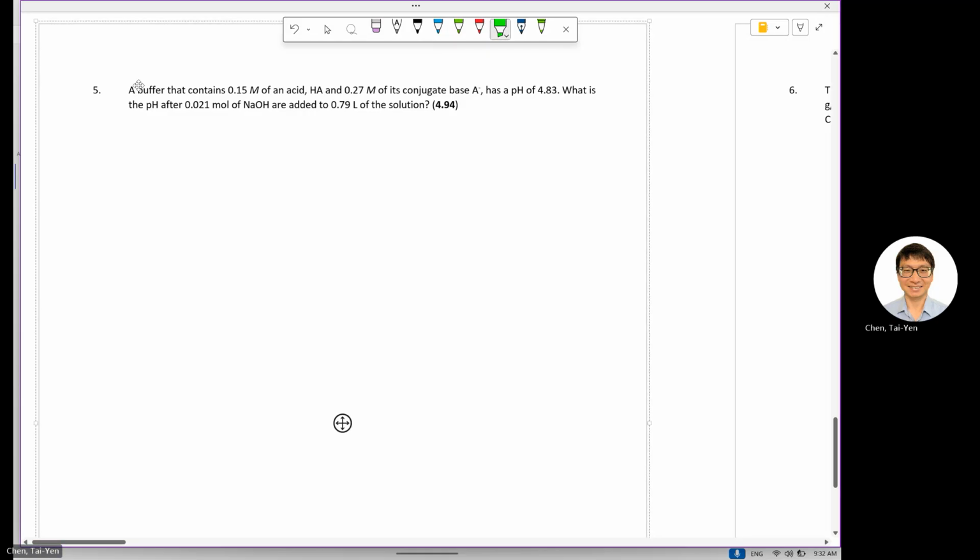Okay. Buffer is definitely one of the keywords, right? Every time you see buffer, what do you write? Write down your HH equation. So every time you see the word buffer, don't have a second thought, just write down the HH equation, starting from there. Okay.